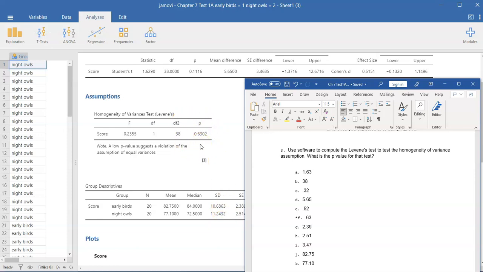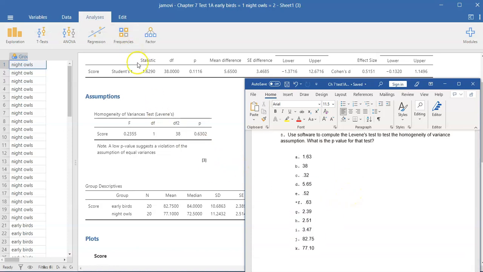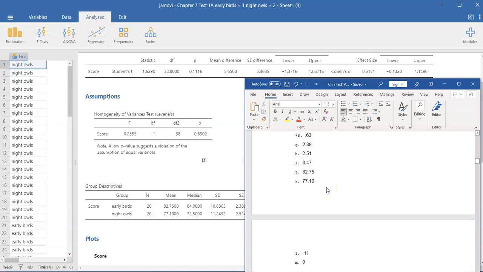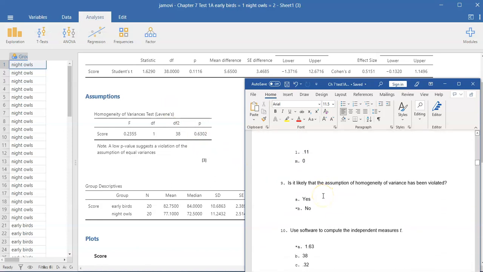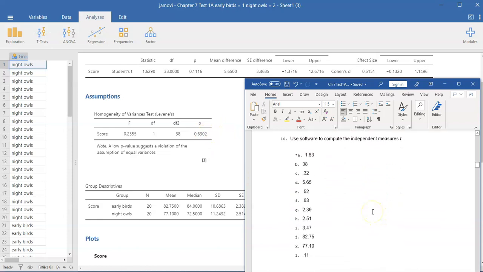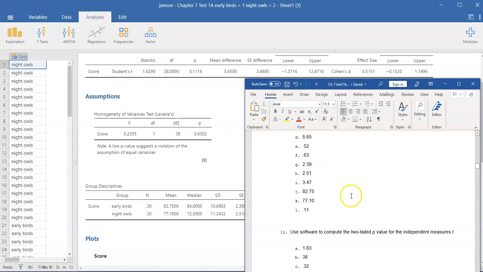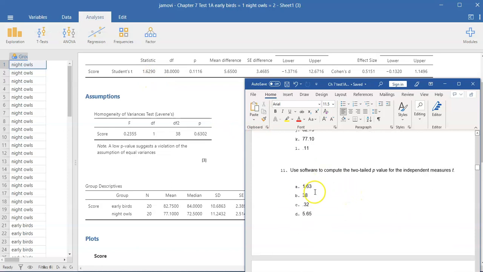So you really have no evidence at all that the homogeneity of variance assumption is violated in this situation, which means you're going to use the student t rather than the Welch's t, as you did in that one assignment. Okay, is it likely that the assumption of homogeneity is violated? No, again, because this p-value is really large. Find the independent t, it's right here, the student t, it's 1.62 or 1.63. Find the two-tailed p-value, it's right here, p equals about 0.11.